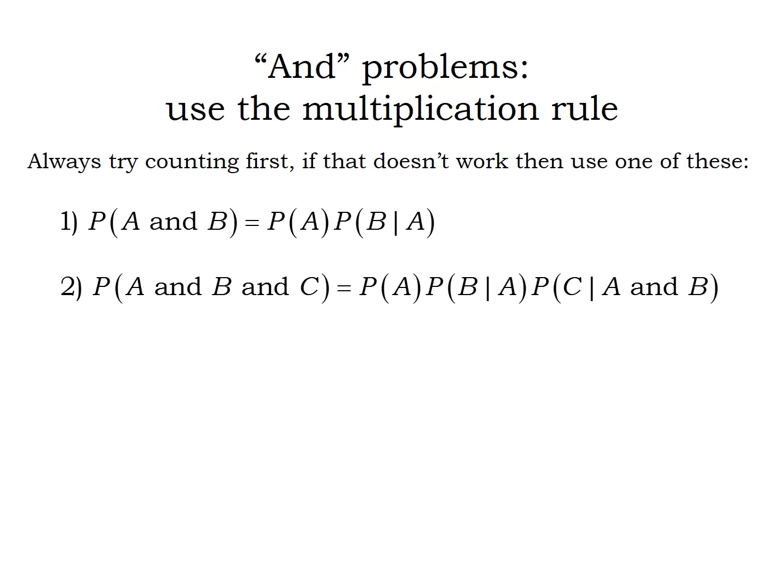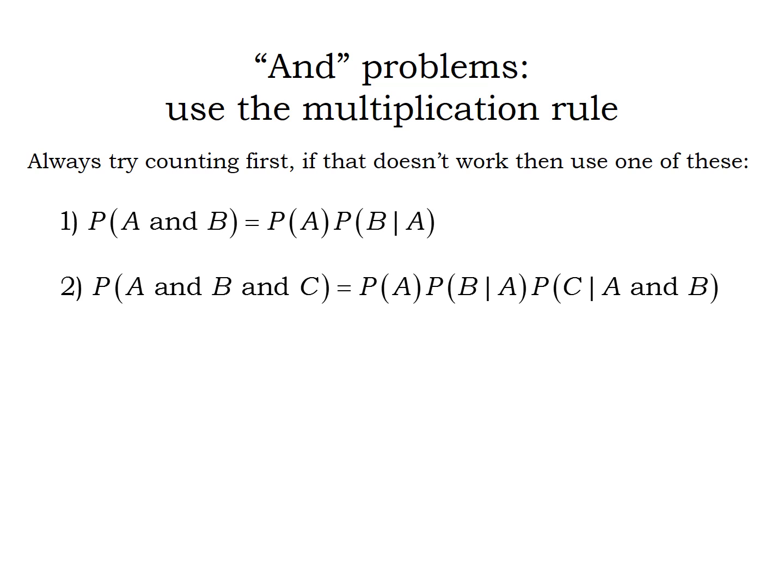So we need the probability of the first thing, A, multiplied by the probability of the next thing, B, given that A happened. And then we'll move on to the next event, C, and we need the probability of that happening given all the previous events, in this case A and B have happened.